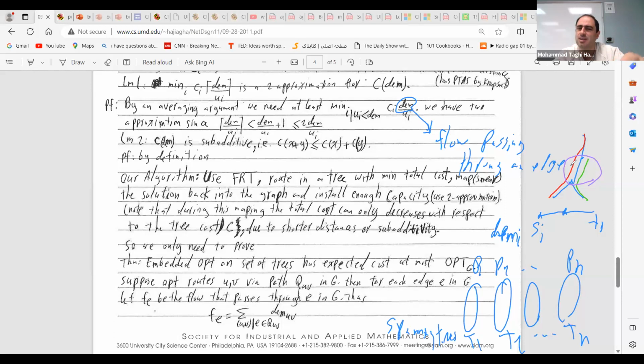But again, there is no need for this C to be cable capacity. I think you can generalize it to be any concave function, and that should be fine as well. But say for now it comes from the cables; you can generalize it.